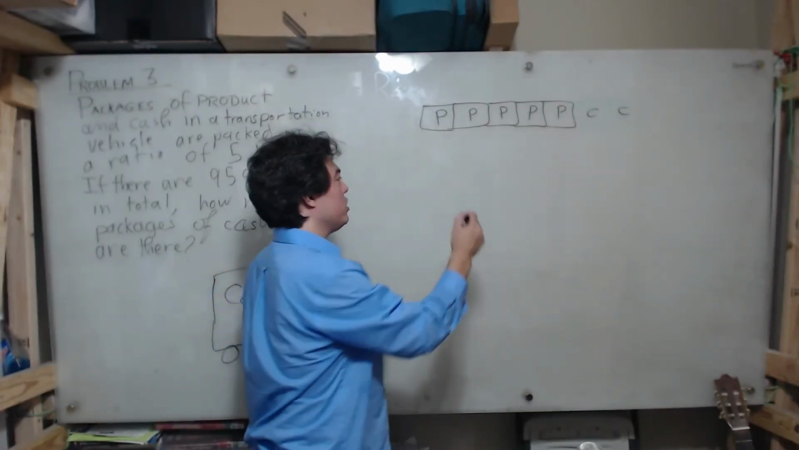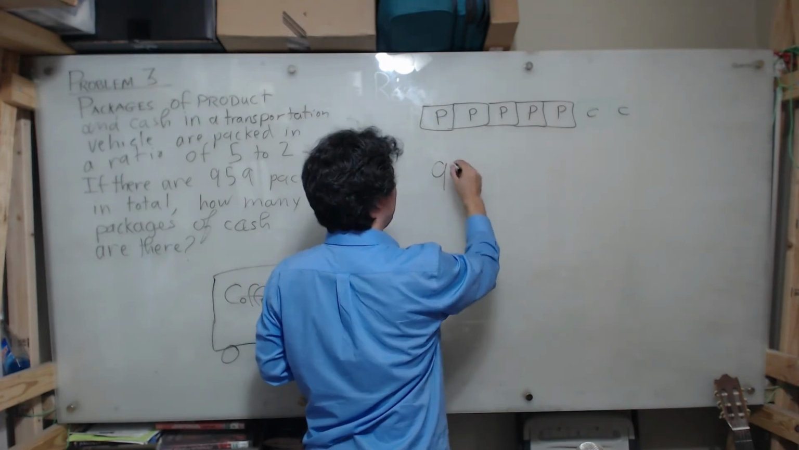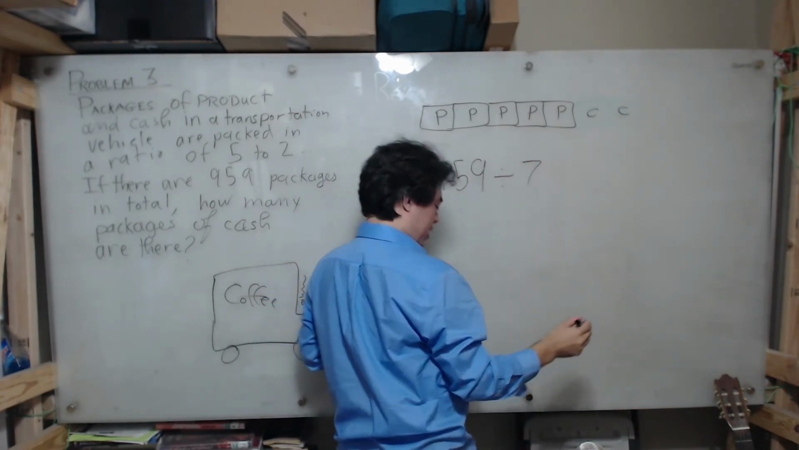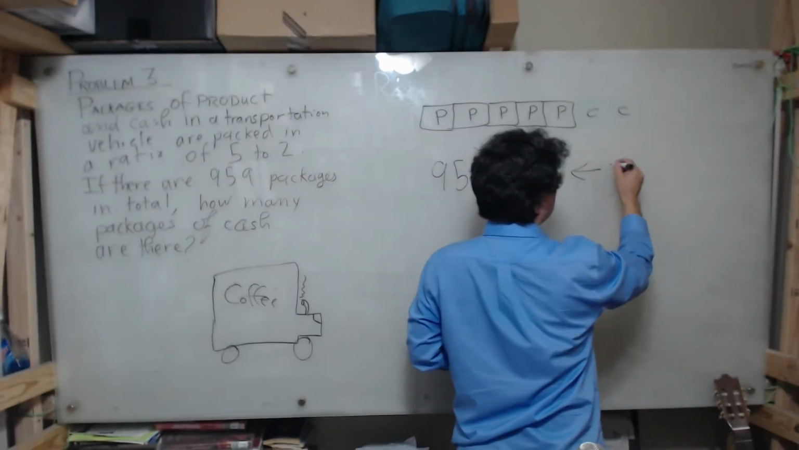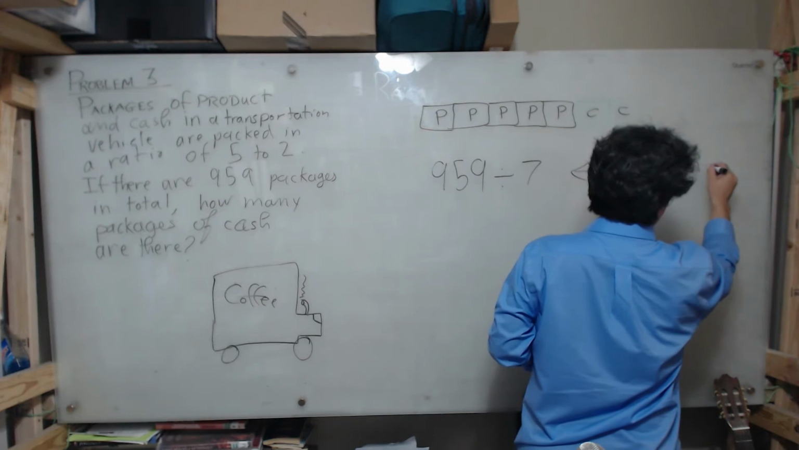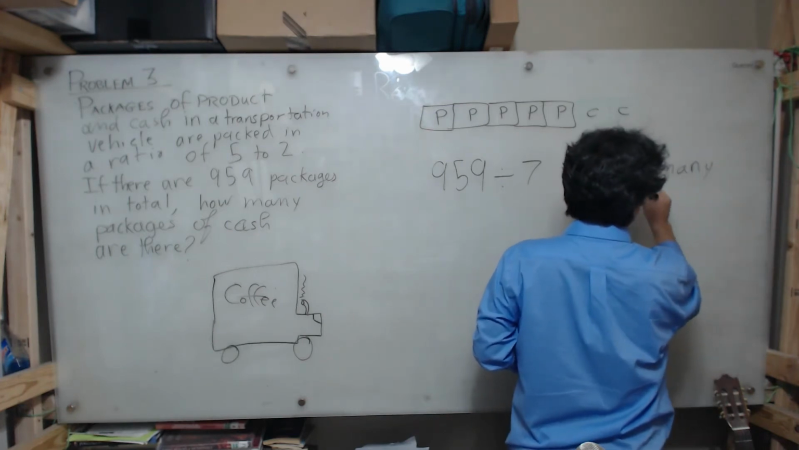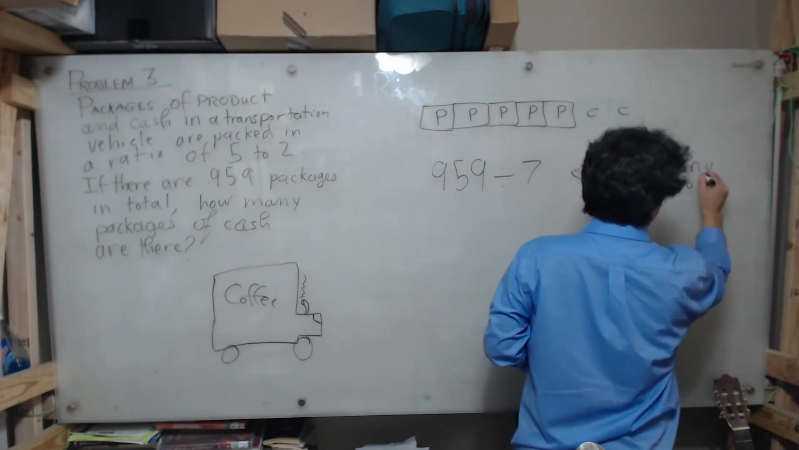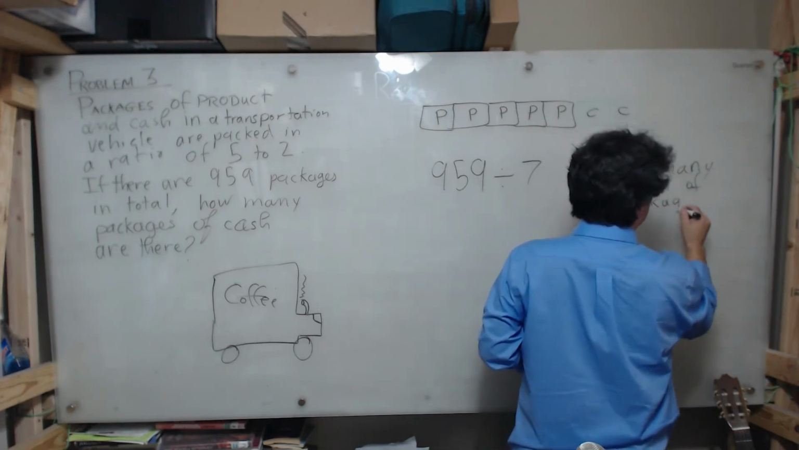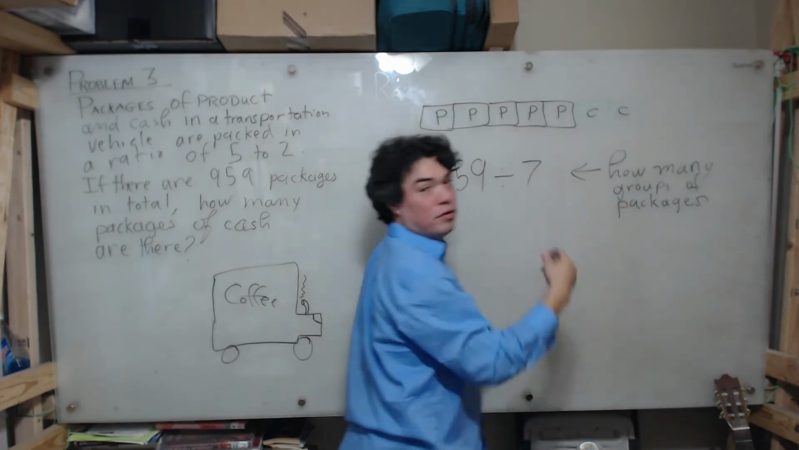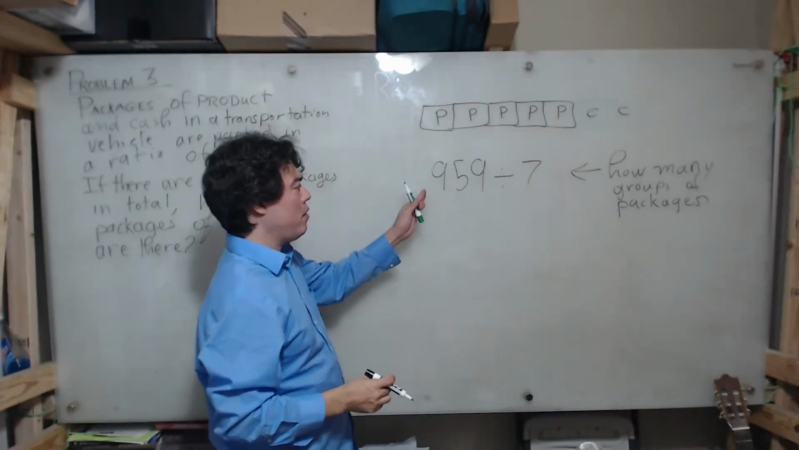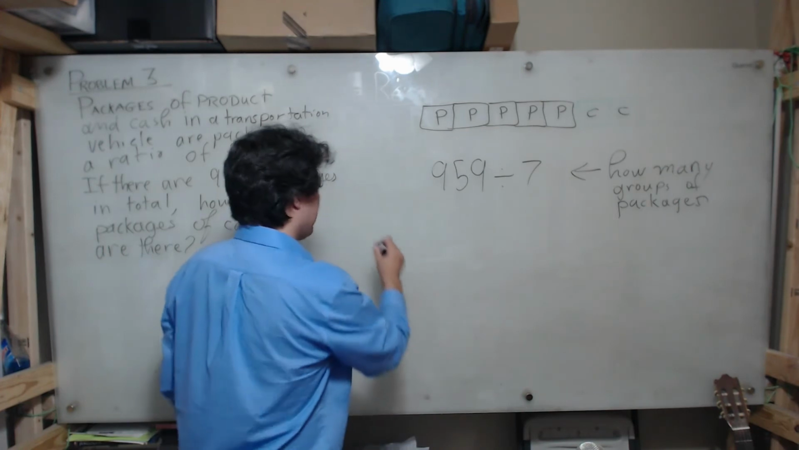right? So in other words, I want to find out 959 divided by 7, because this will be how many groups? How many groups of packages there are? How many groups of packages that satisfy this ratio? So let me perform this division here.